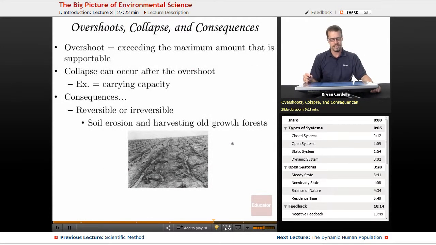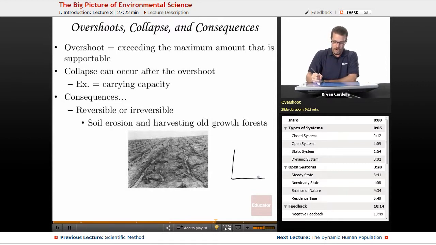Overshoots, collapse, and consequences. So when it comes to overshooting, when it comes to populations, this is a major thing for sure. So I've drawn this for you before with the human population increase. Okay, so let's say with the human population increase, at first it's like this, and then boom, that J curve. If we exceed a certain point, let's say here, that's known as a carrying capacity. And here, if we get past it, we've overshot it.